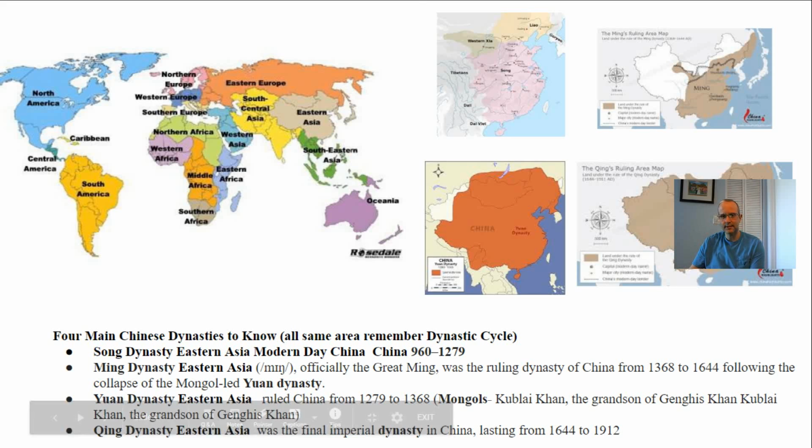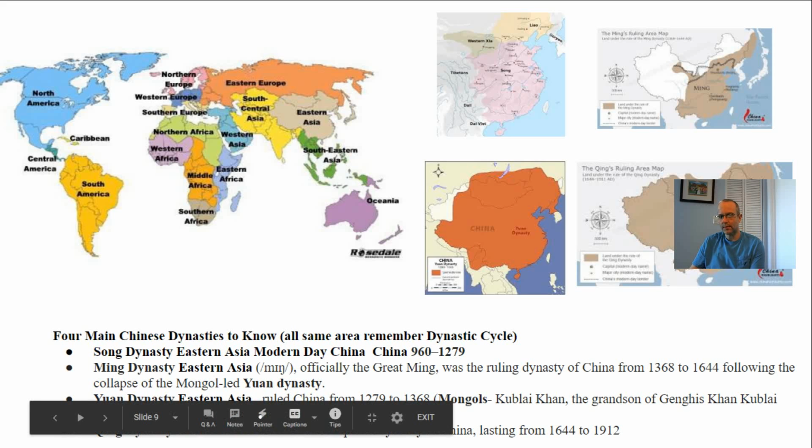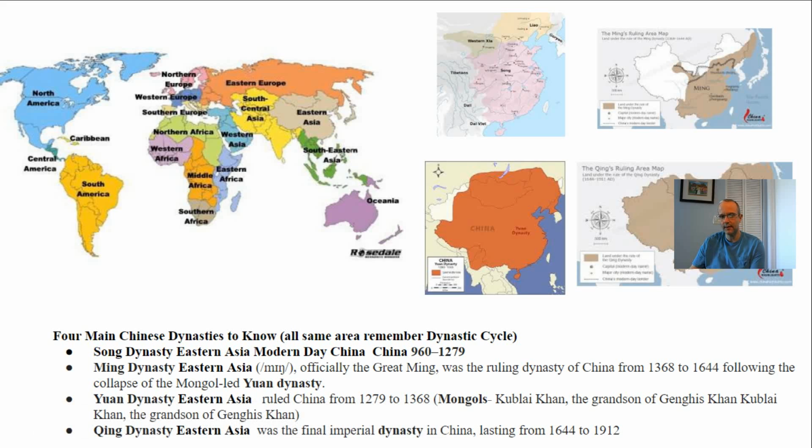Remember, it's a cycle, so they stay in the same area, but different people take over, and they're named different dynasties. The Ming dynasty, officially the Great Ming, ruler of China, 1368 to 1644. That was followed by the Mongol Yuan dynasty. So that's the Ming coming in. When it becomes the Yuan dynasty, you know that the Mongols have taken over China and part of this dynastic cycle. Remember, it's a cycle of dynasties coming in and out.